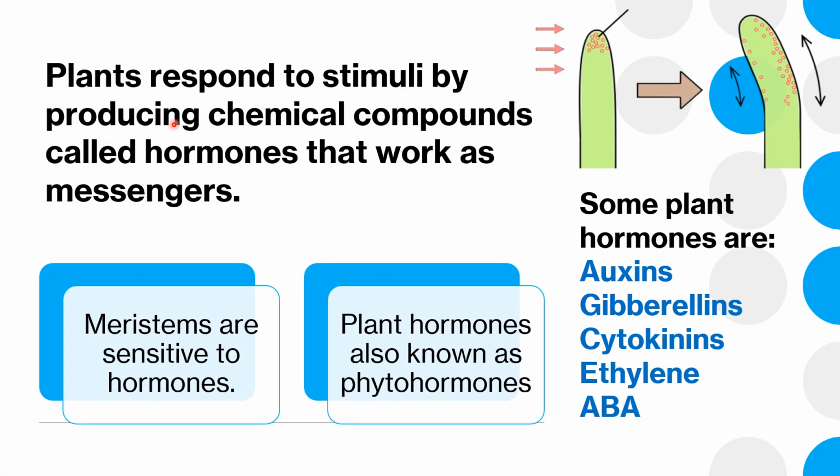Plants respond to stimuli by producing chemical compounds called hormones that work as messengers. The chemical compounds or hormones are produced in plants by the action of stimuli. Meristems are sensitive to hormones. Hormones are produced in the meristematic region. Another name of plant hormone is phytohormones. Some examples of plant hormones: auxins, gibberellins, cytokinins, ethylene, ABA. These are the main important hormones or growth hormones present in plants.